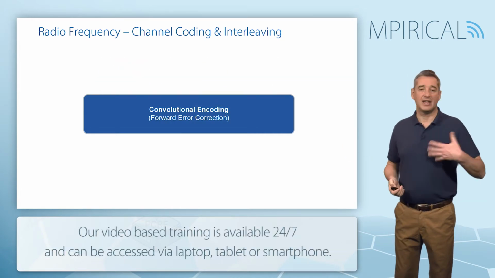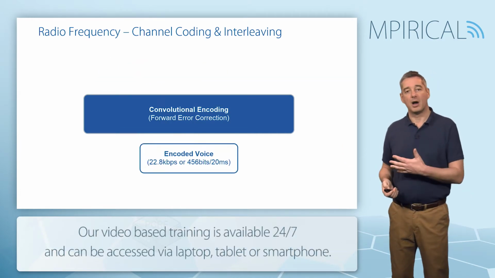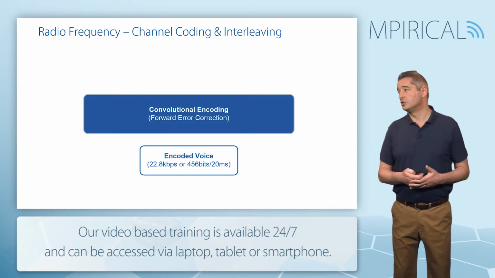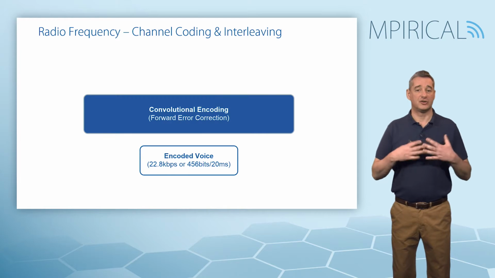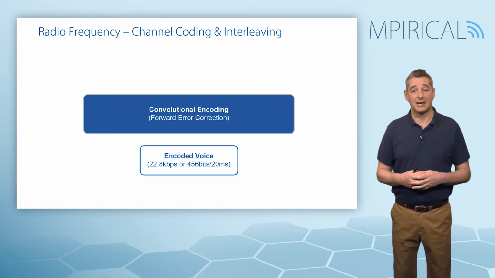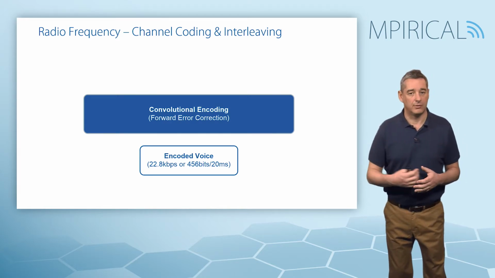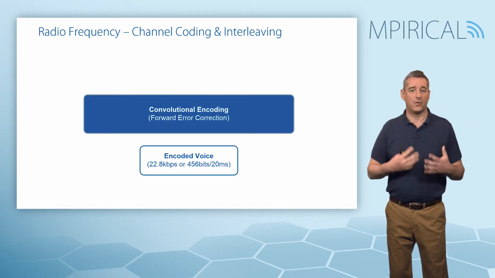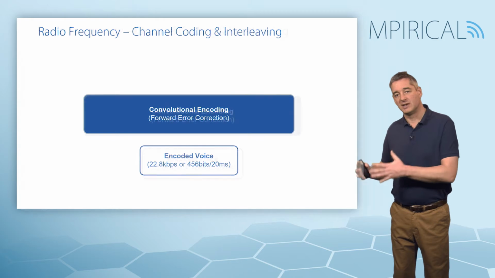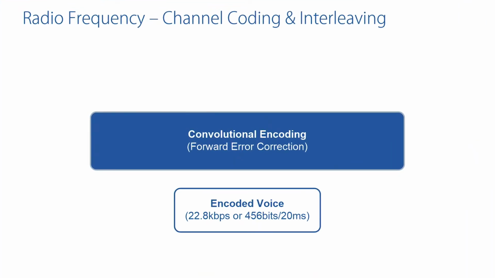However, as a result of sending either our EFR or our AMR coded voice down through our convolutional encoding process, the net result will be our encoded voice at a channel rate of 22.8 kilobits per second. This is for full rate operation. This manifests itself as 456 bits every 20 milliseconds. The 20 milliseconds is our sample size for voice.